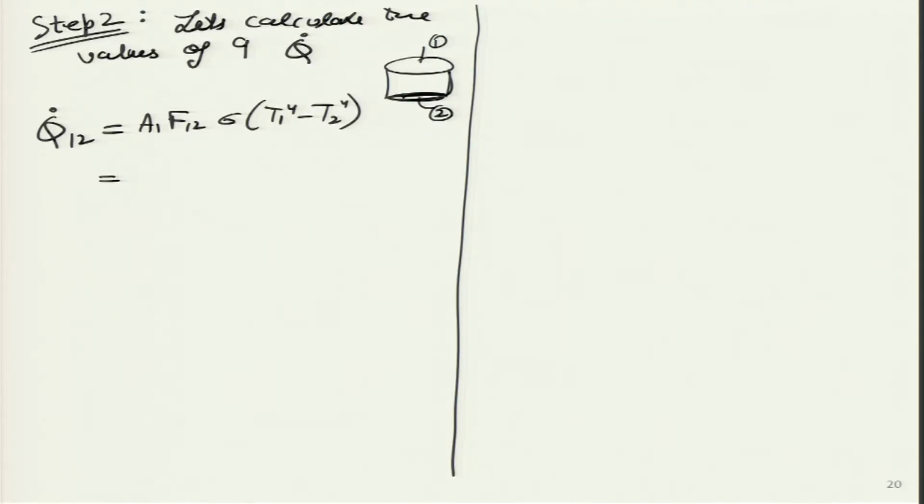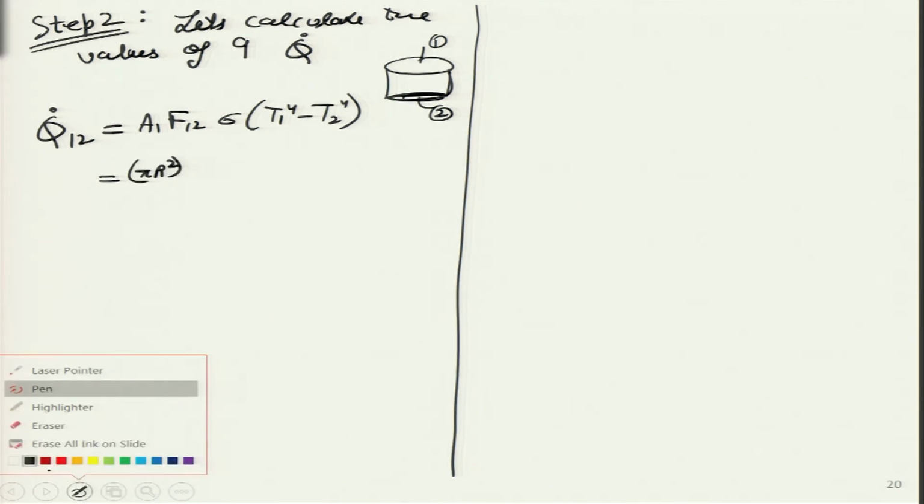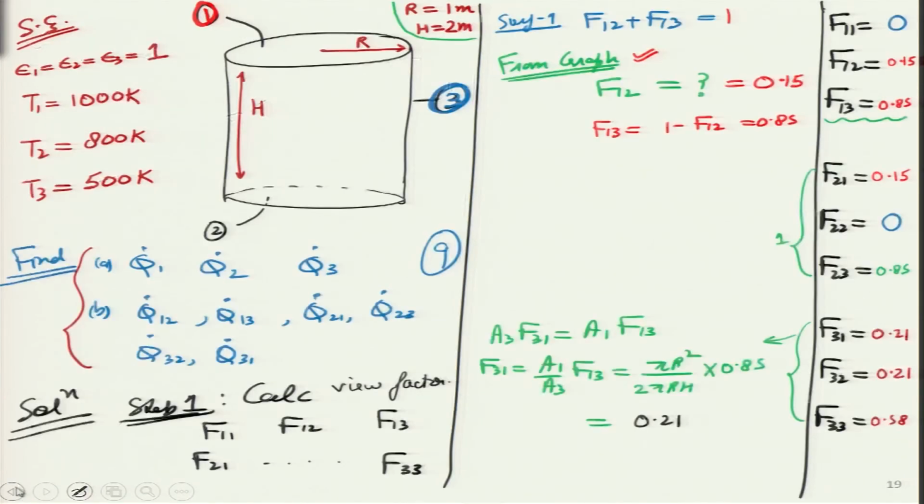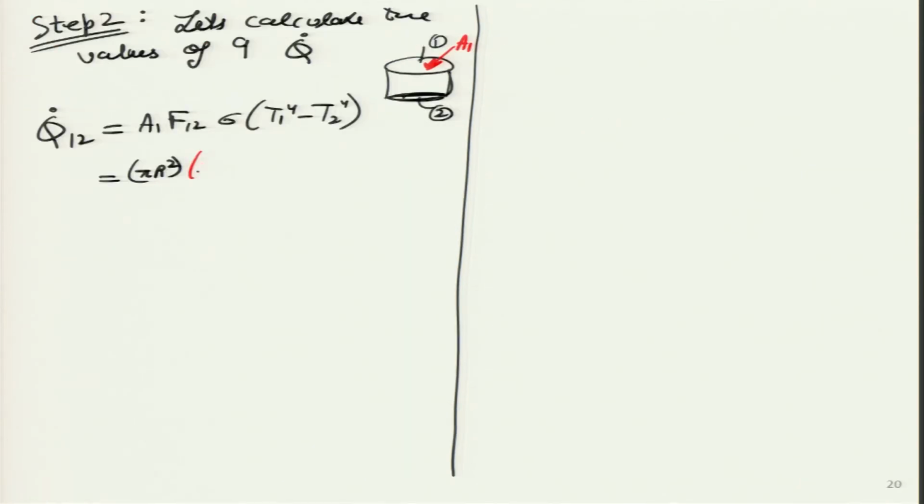So, what was area A1? It is simply pi r square, that is this area on the top over here. This is area A1. What is F12? If I do not remember, I will go back over here. F12 is given here. That was the reason we have written all the view factors, 0.15. So, I will write over there 0.15. What is the value of sigma? 5.67 times 10 to the power minus 8. It is simply a constant.